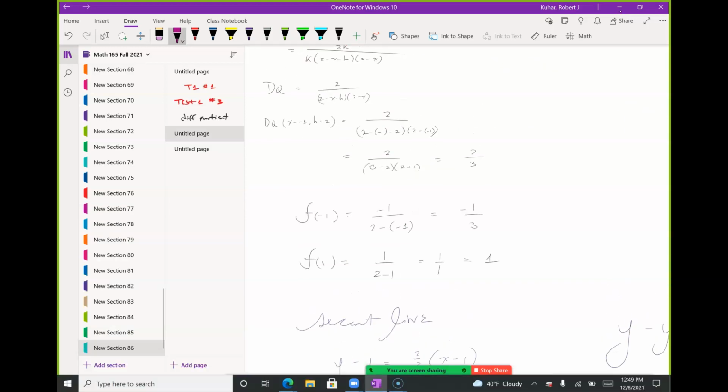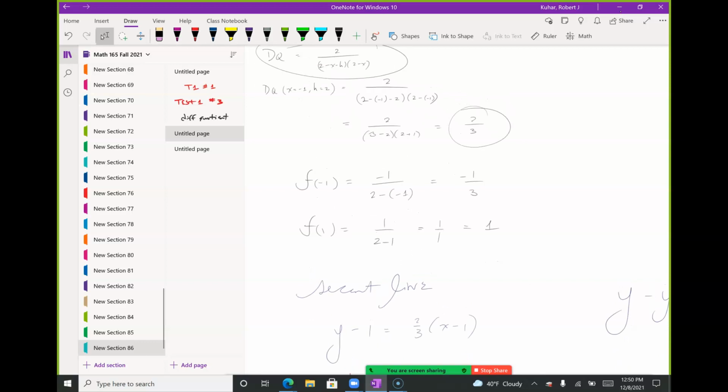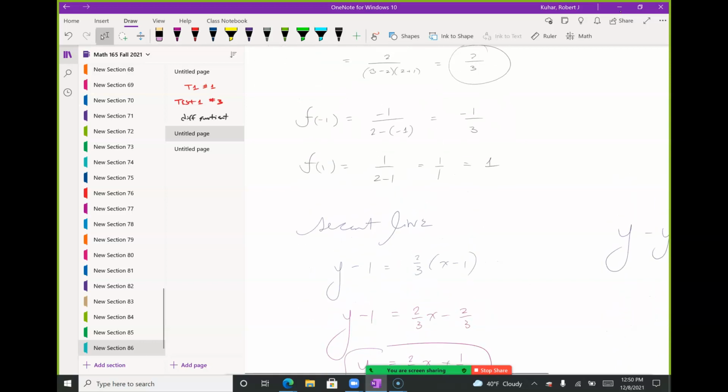So you're okay with the difference quotient, right? Yeah. Good. And then I found out what my x and h were from the graph, and then I found the slope of the secant line. Yes, you with me there? Yeah. And then I just need 1 point. So I found f of -1 is -1/3. I found f of 1 is 1. I used the easier one, the one that didn't make me work as much, right?